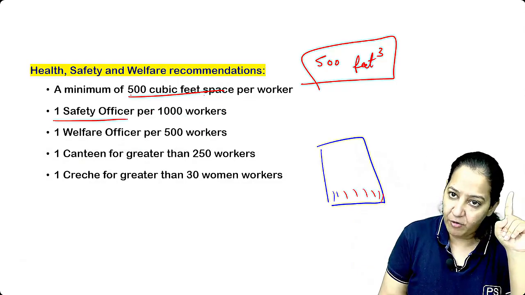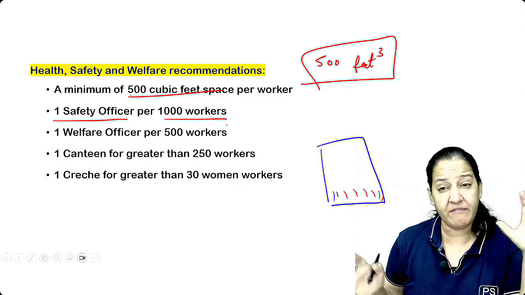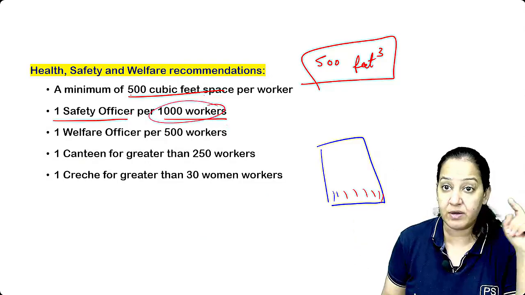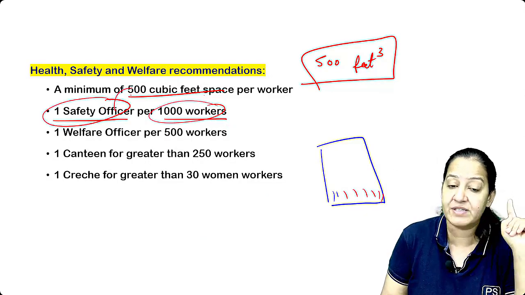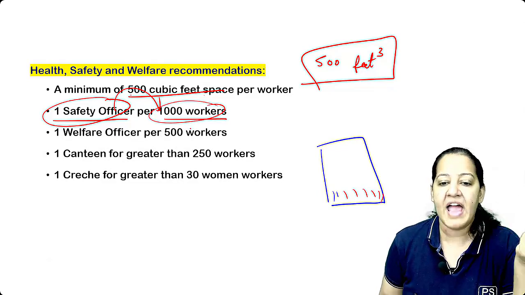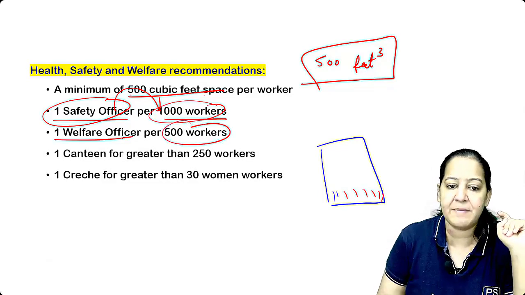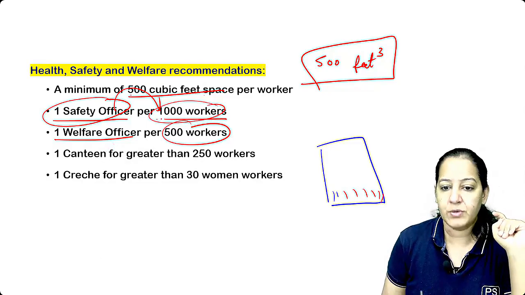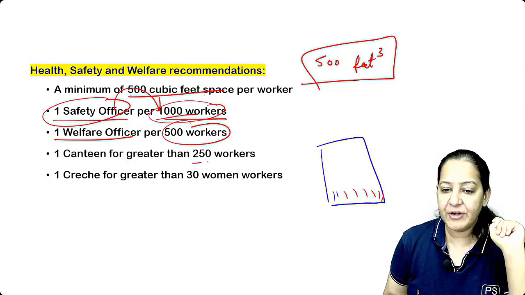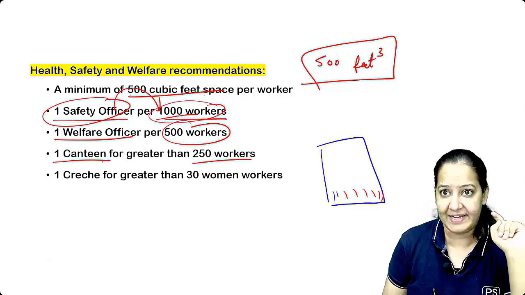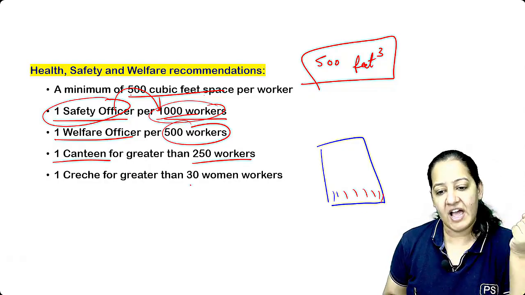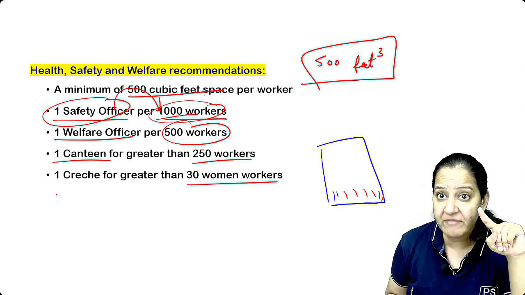One safety officer should be there for every 1,000 workers. If I have a big factory, then for every 1,000 workers I will appoint one safety officer concerned with the safety of these workers. For every 500 workers, I have a welfare officer. So in every 1,000, 2 welfare officers and 1 safety officer. For every 250 workers, I should build 1 canteen available for the workers. And for every 30 women workers, there should be 1 crèche.